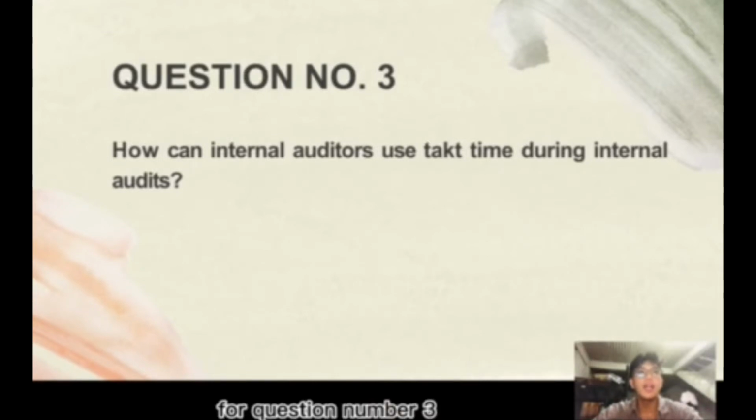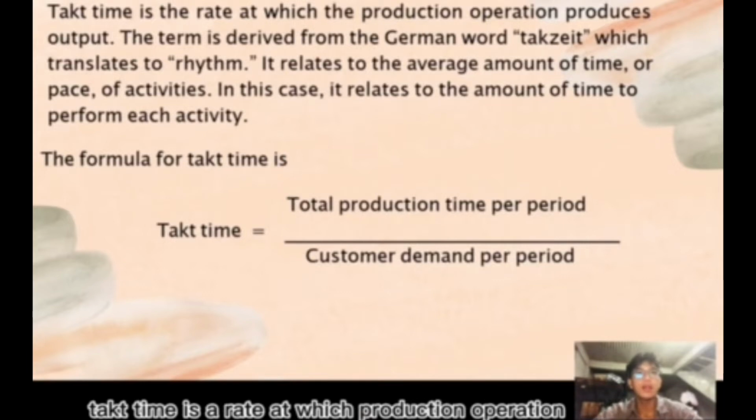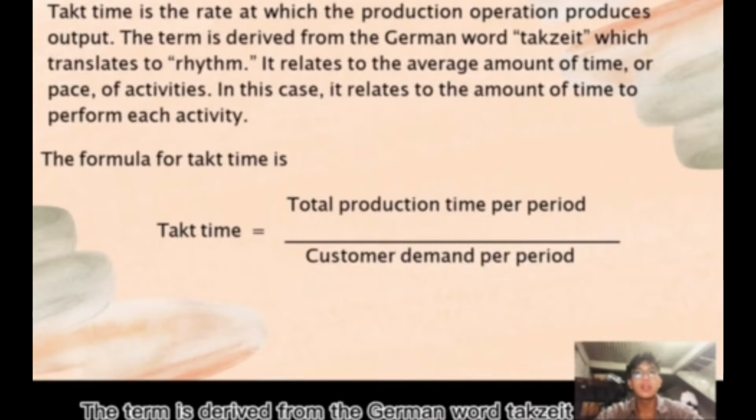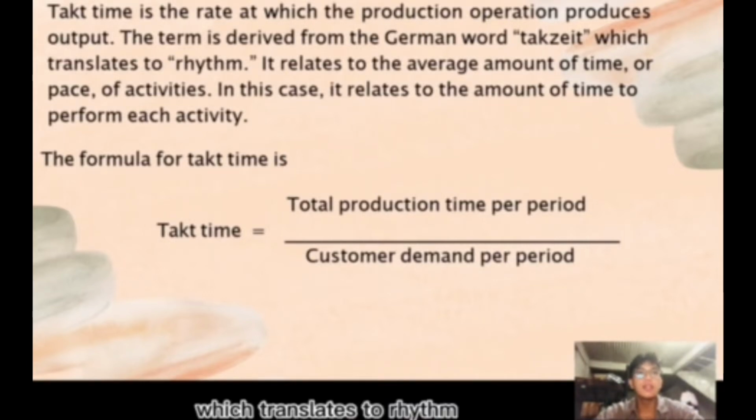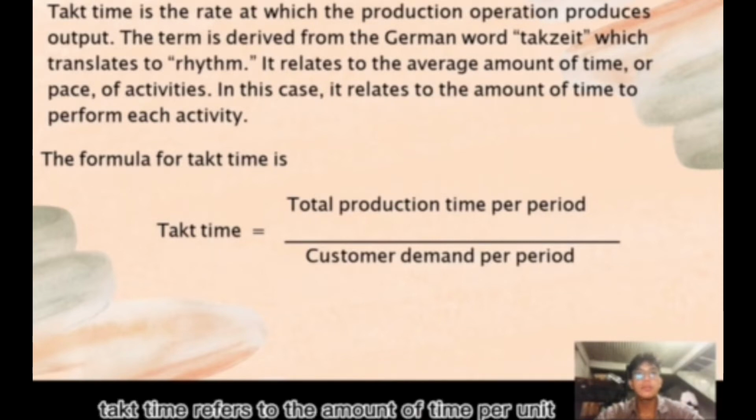For question number 3, how can an internal auditor use takt time during internal audits? Takt time is the rate at which a production operation produces output. The term is derived from the German word Taktzeit, which translates to rhythm. In addition, takt time refers to the amount of time per unit for a business to produce enough goods to meet customers' demand.